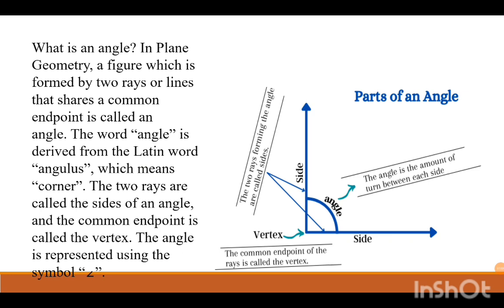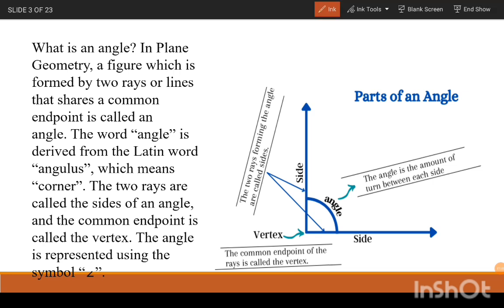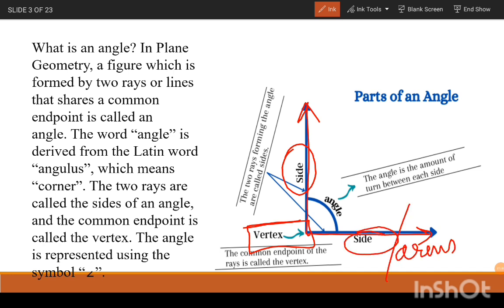An angle is a figure that is formed by two rays or lines that share a common endpoint, and that common endpoint is the vertex. So these are the two rays, they are meeting at one point, and that common point is the vertex. These two rays forming the angle are the sides. We call them the sides of the angle, or we also call them the arms of the angle.